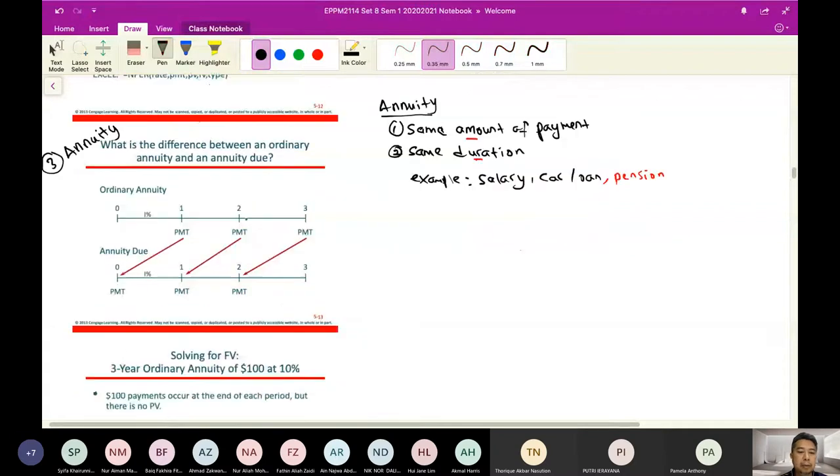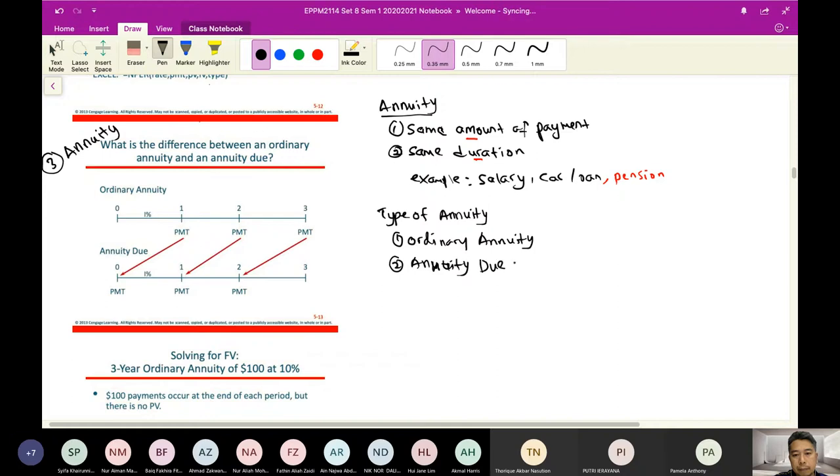But annuity can be divided into two. There are two types of annuity. First, normal or ordinary. The second one is annuity due. What does it mean by normal annuity? Normal annuity payment is at end of period. While for annuity due, payment is at beginning.